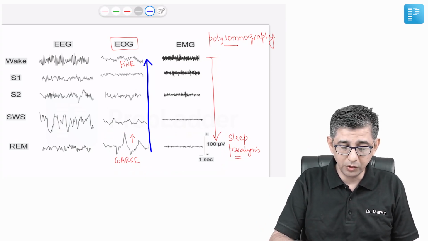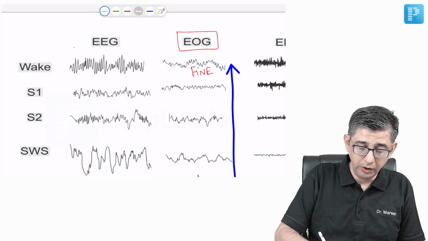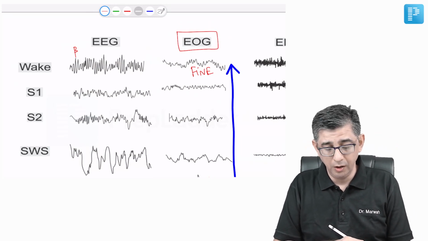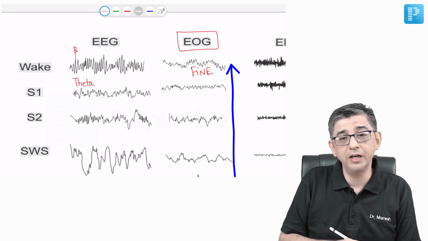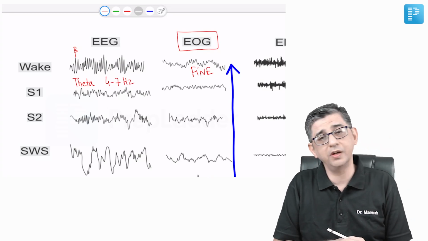And now we focus on the EEG component here. When you are awake, the rhythm that would be present here would be beta, and usually they'll give you a frequency. When it comes to NREM stage 1, we would be having theta waves present, and the frequency tends to become relatively slower, that is 4 to 7 hertz.